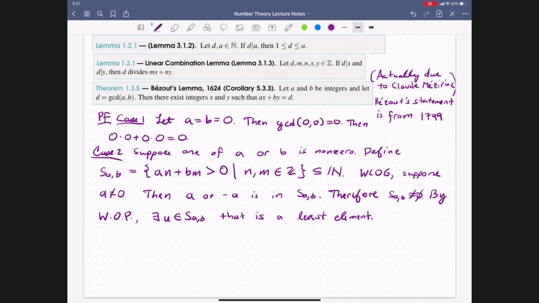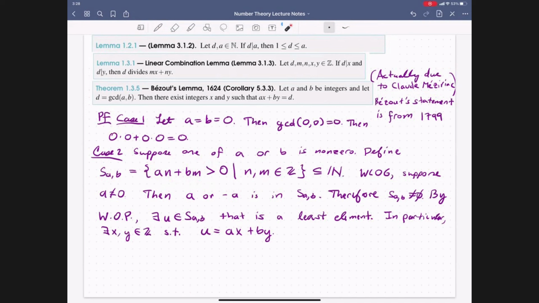U is in the set S sub A comma B. So in particular, there exists x and y in Z such that u is equal to ax plus by. And so here we just use the definition of what it means to be in the set.